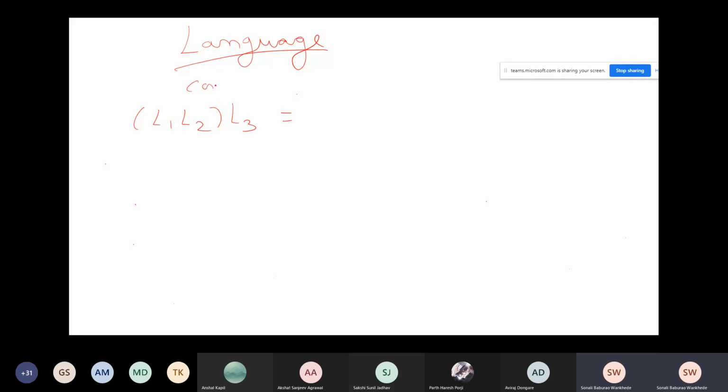Concatenation of languages is associative. That is, for all languages L1, L2, L3, write down this: we have (L1 L2) L3 is equal to L1 (L2 L3). This is called your associative law. Okay, this is the associative law.